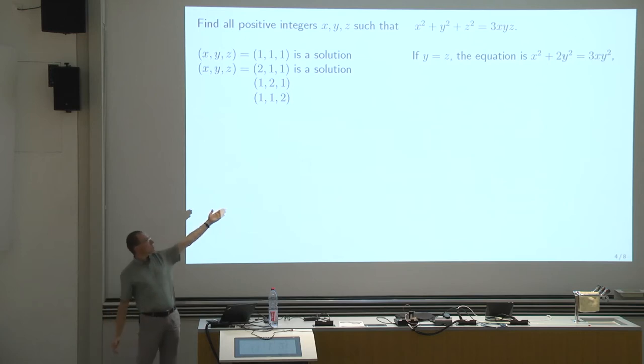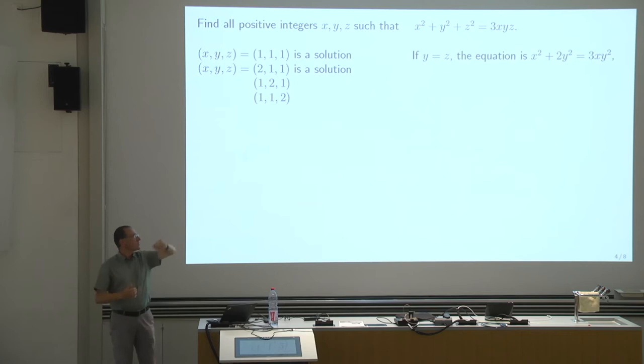In this case, the equation becomes x squared plus 2y squared, because you had y squared plus z squared, is 3 times x times y, but z is equal to y. So 3 times x times y squared. And that's the equation that we did for our warm-up. We found that the only solutions are x, y equals 1, 1, and 2, 1. Y has to be 1, and x can be 1 or 2.